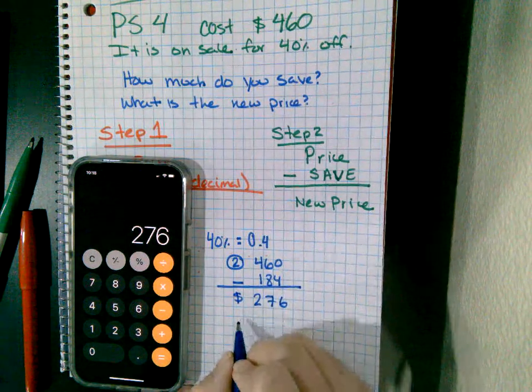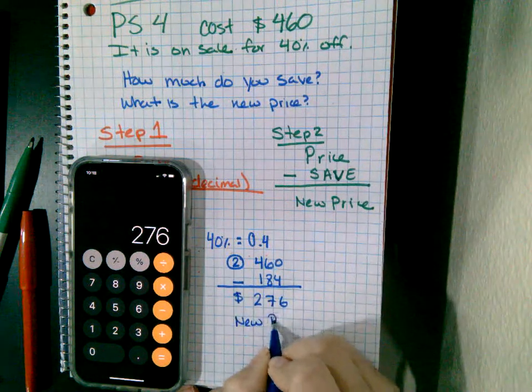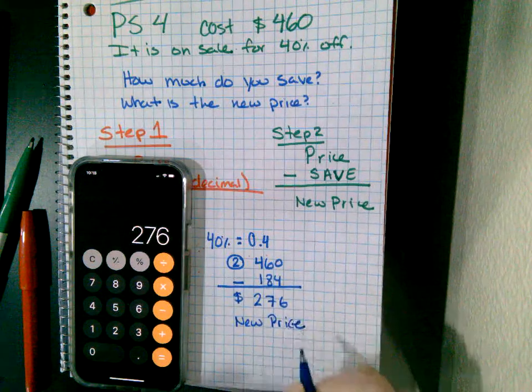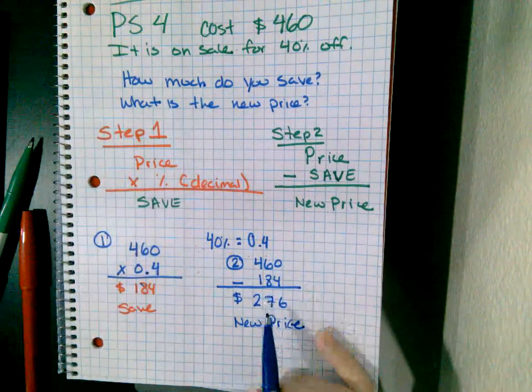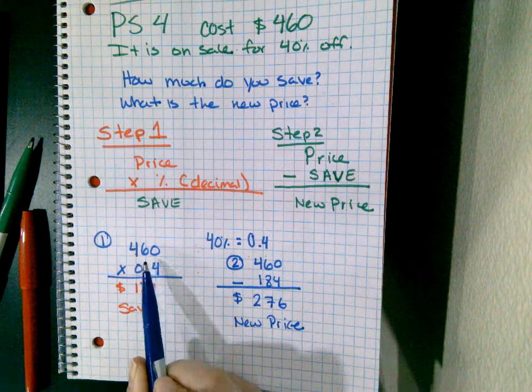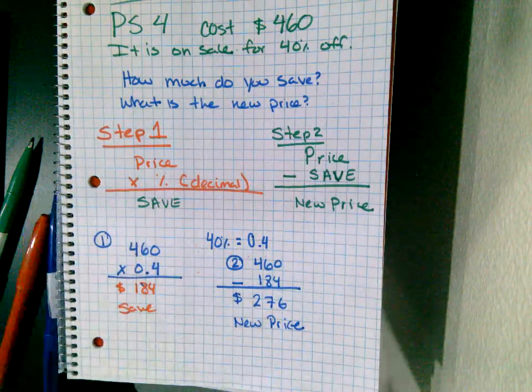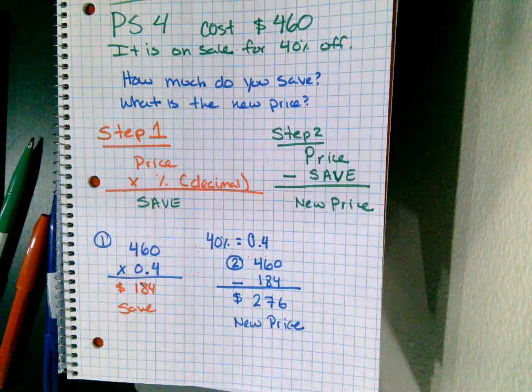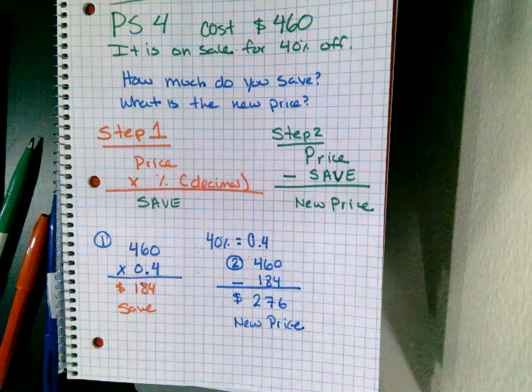This is my new price. So my new price is $276. So I went from $460 to just paying $276 before taxes. Saving a lot of money, right?